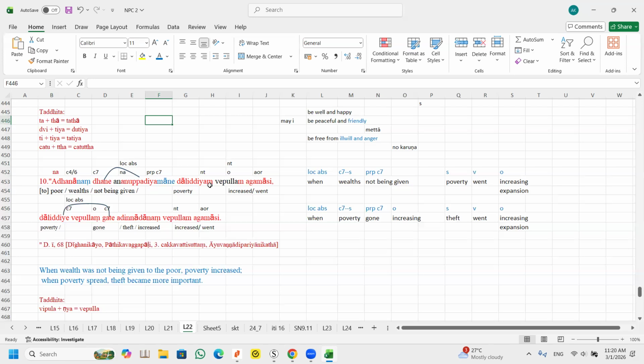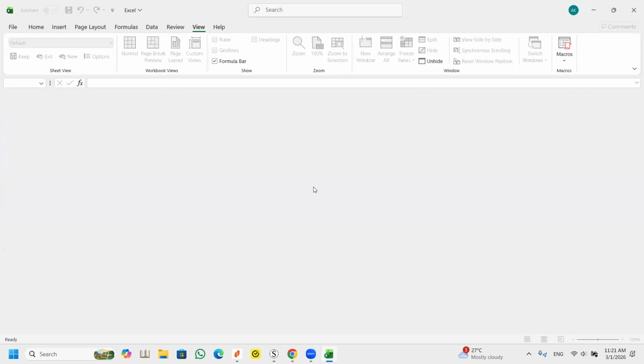Can you see this is M? This is M. Belu, we pulam agamasi. So for locative absolute, you can use when, or you can use while. Up to you, while or when.